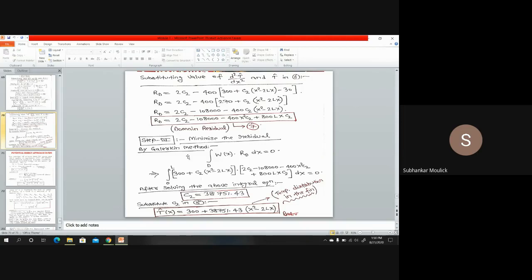Now if you see in this particular domain residual, the unknown is C2. If by the Galerkin method I find out the value of C2, then I can get the solution of the problem. So is it clear till equation number 7? क्या कोई doubt है equation number 7 तक किसी को? कोई doubt किसी को equation number 7 तक?